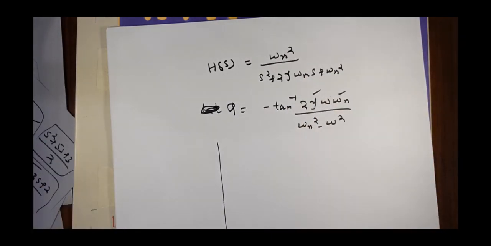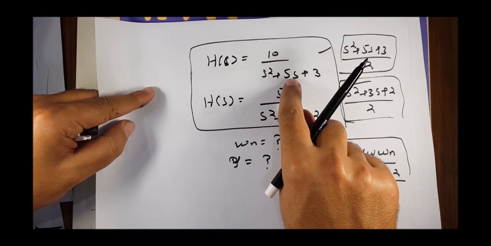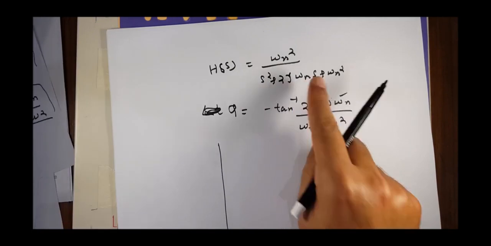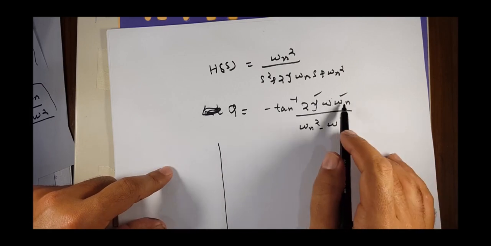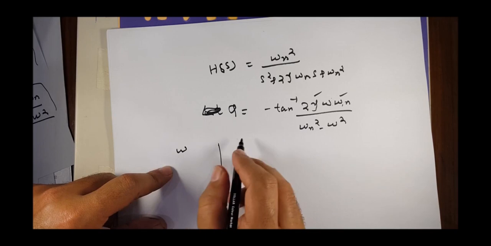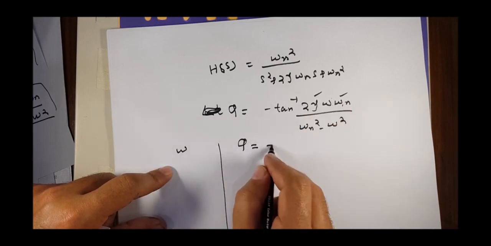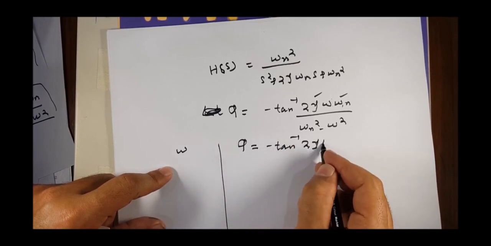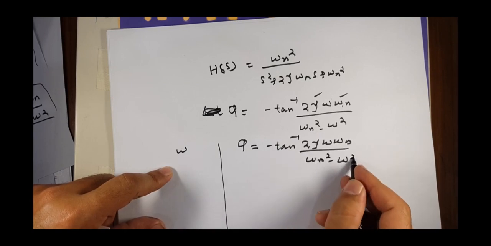In each example, like the one I gave you, you can easily find out what omega n and zeta will be. You just need to compare this equation with the standard equation and you will find them easily. Put those values over here and you will get the equation between omega and phase. When you put those values here, your equation will look like this: 2 zeta omega n omega over omega n squared minus omega squared.